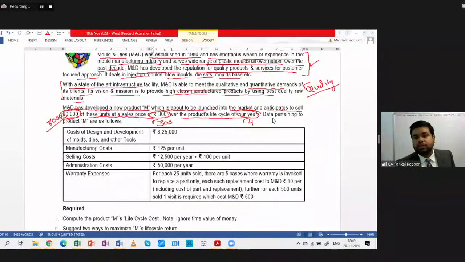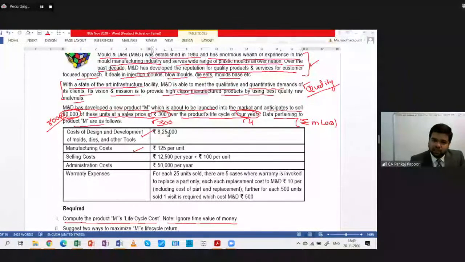Further, data pertaining to product M are given as follows. They gave you the design cost, manufacturing cost, selling cost, administration cost, and warranty cost. What we are required to do is compute product M's life cycle cost. Note, ignore the time value of money. You need not consider the time value of money. Let's start solving this question. In order to ease the calculation, we again consider rupees in lakhs.